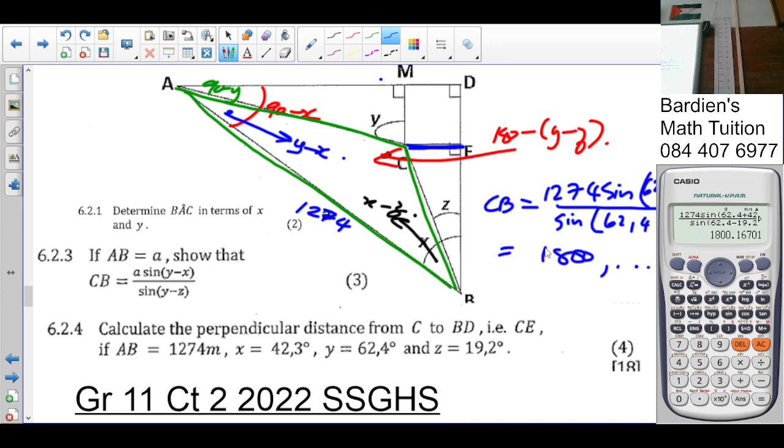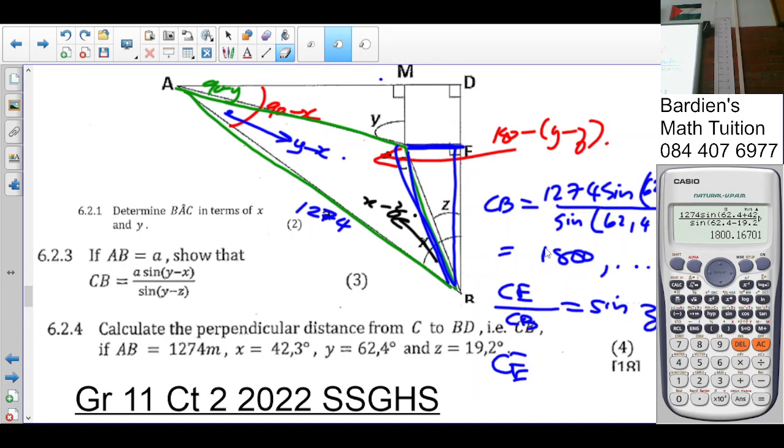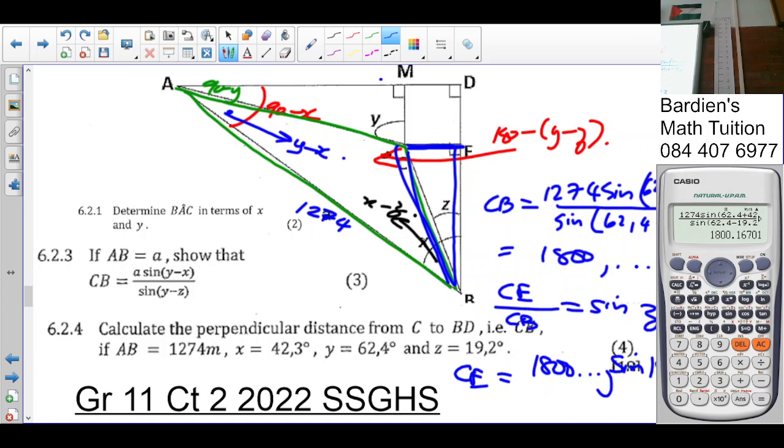Then for CE, in this triangle, I just calculated the hypotenuse and I want the opposite, so it's going to be sine. So it's opposite over hypotenuse, which is CB, equal to sine of Z. So CE is going to be CB, which is 1800 something, times sine Z, which is 19.2. And the answer?